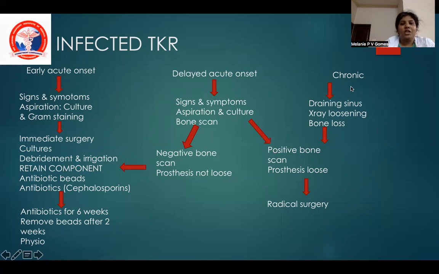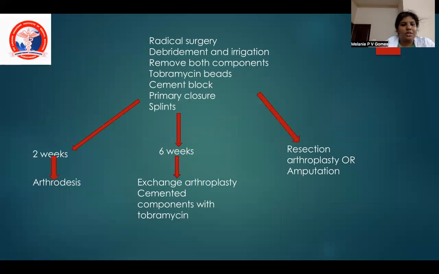In the chronic case, there is usually a draining sinus. An X-ray will show loosening of the prosthesis and bone loss. A bone scan is done, and if we get a positive bone scan, along with the loose prosthesis, a radical surgery needs to be done. First, a debridement and irrigation. Remove both the components. Tobramycin beads are placed. A cement block is used, and primary closure, along with plaster splints.